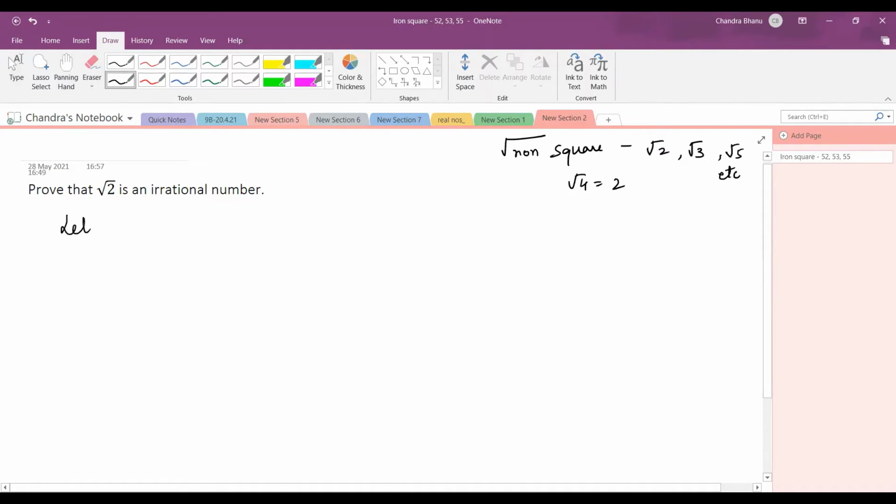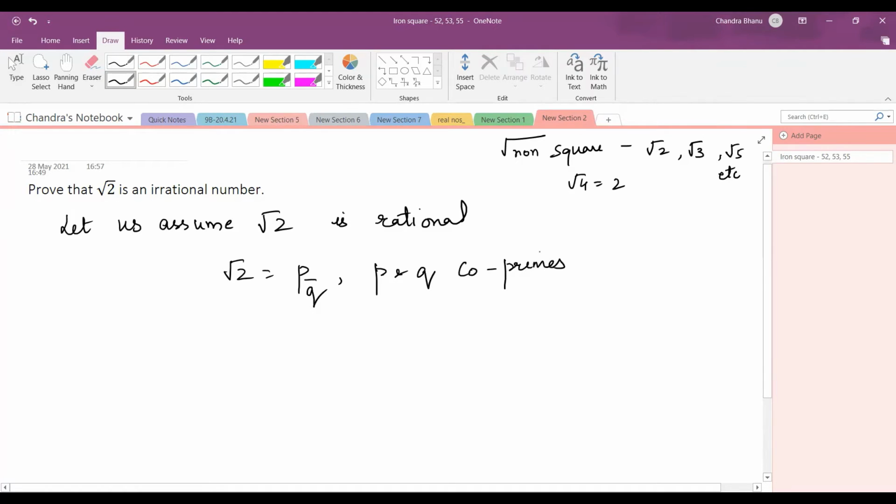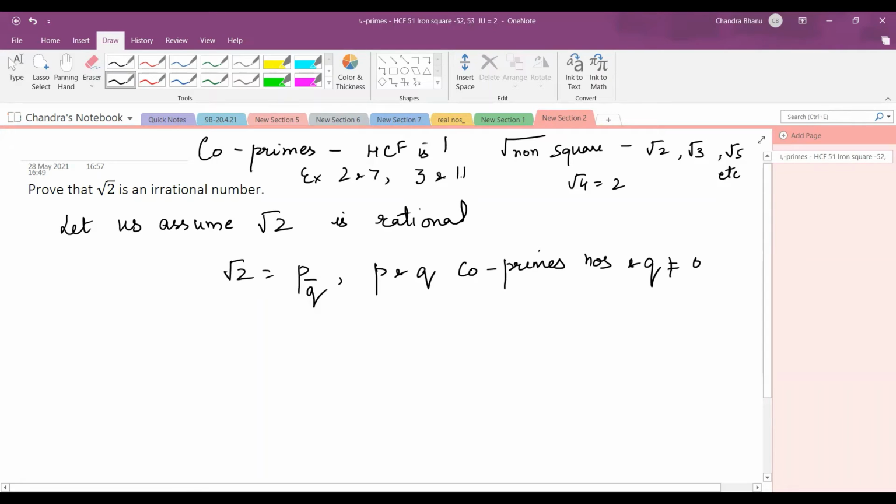Let us assume that root 2 is not irrational. Root 2 is a rational number. Now, if it is a rational number, it should be of the form p by q, where p and q are co-prime numbers, and the denominator q is not equal to 0. Now, who are co-prime numbers? Co-prime numbers are those whose HCF is 1. Let's take some examples: 2 and 7, 3 and 11. They are numbers which are divisible only by 1 and not by any other number.